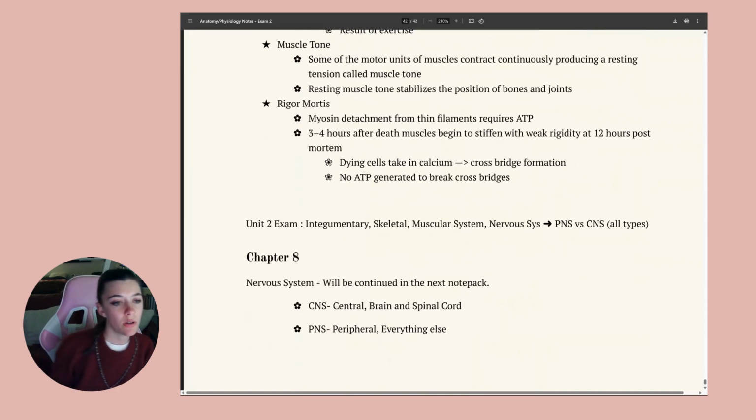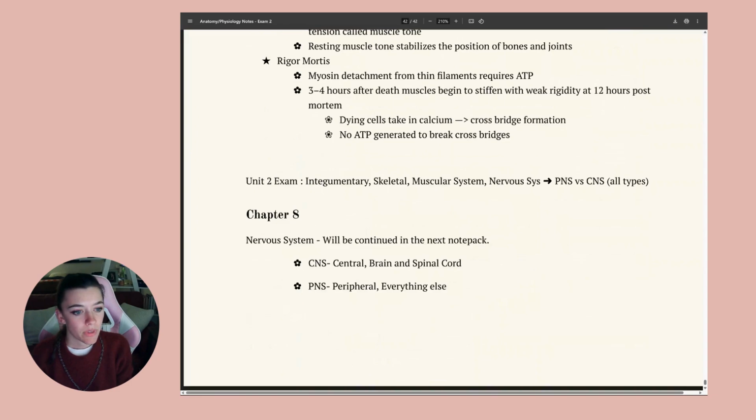All right, rigor mortis. Myosin detachment from thin filaments requires ATP. 3 to 4 hours after death, muscles begin to stiffen, with weak rigidity at 12 hours post-mortem. Dying cells take in calcium, which then causes cross-bridge formation. No ATP is generated to break the cross bridges. All right, that's perfect. So that does it for the muscle system.